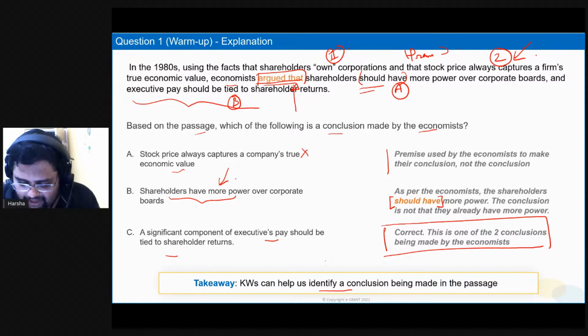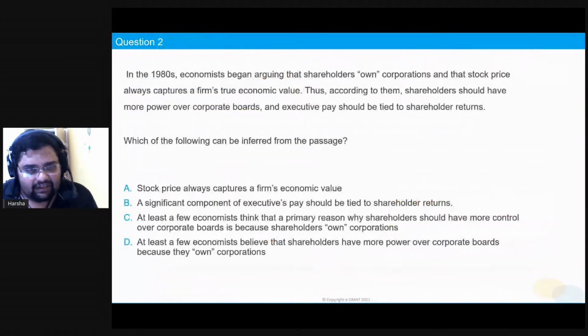"Argued that" is an example. If you had seen something like "thus" or "therefore", that would also be an example for this. So let's go to question number 2. Same approach. You will have the form. Typically, it should take you around a minute.